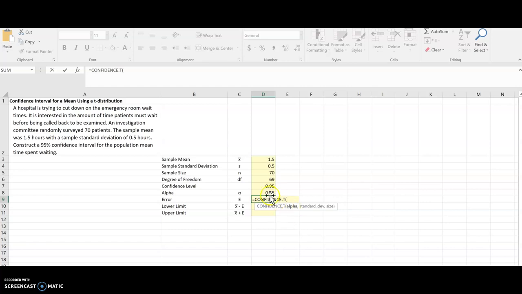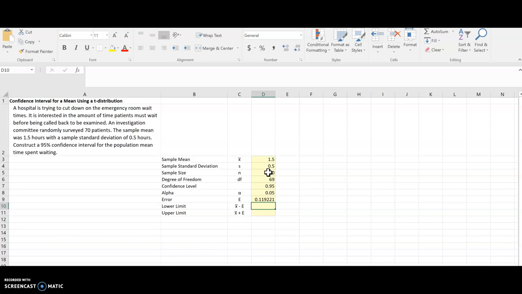And so it wants alpha, which I got right there. It wants the standard deviation and the sample size. So I actually didn't even need to calculate the degrees of freedom because it's going to do it for me with this function. So enter, and there is the error for this confidence interval.